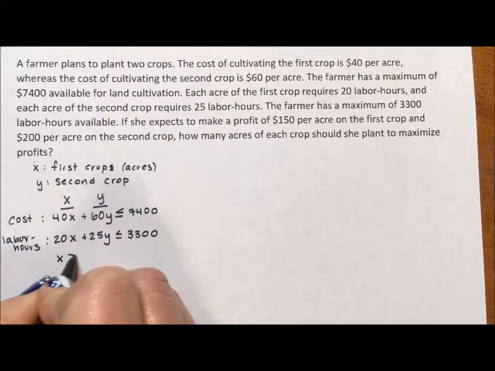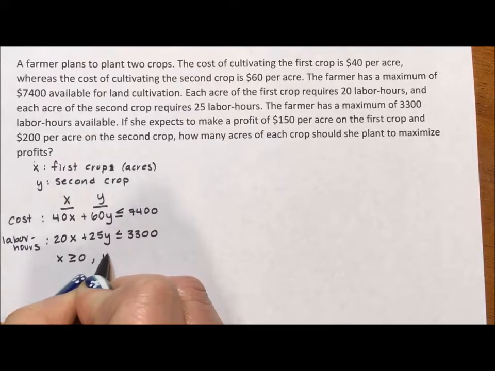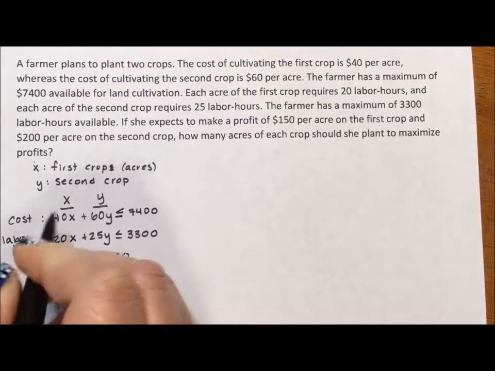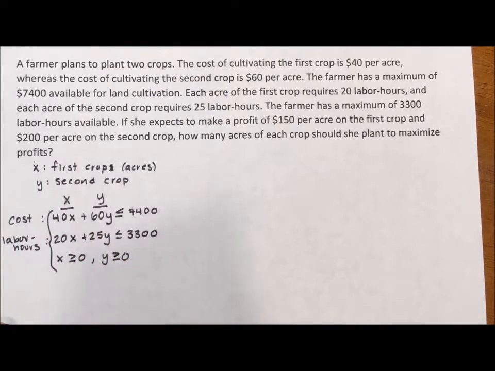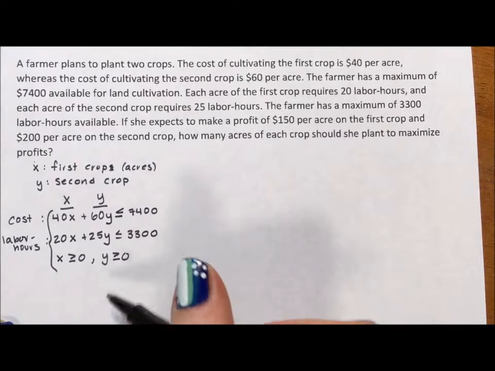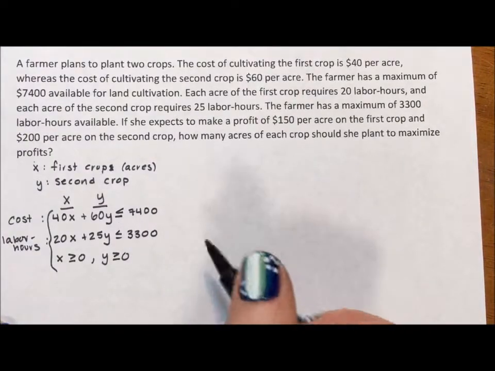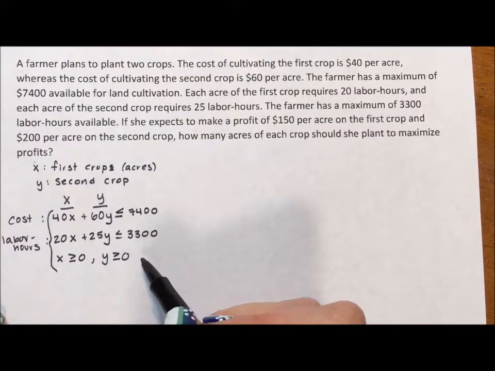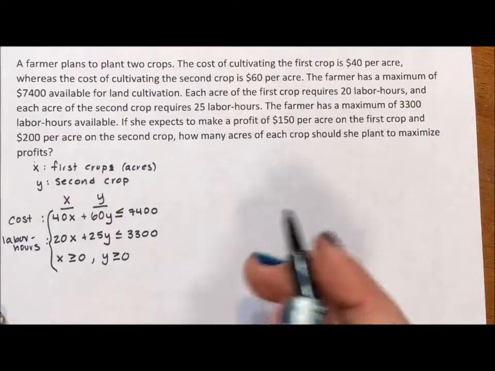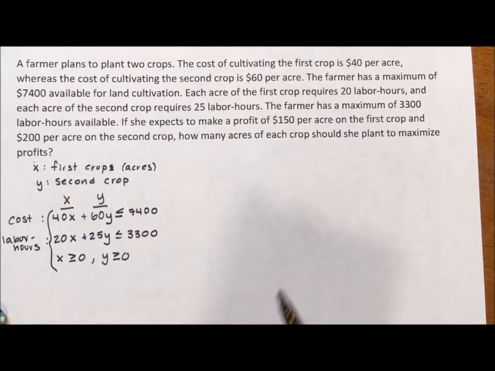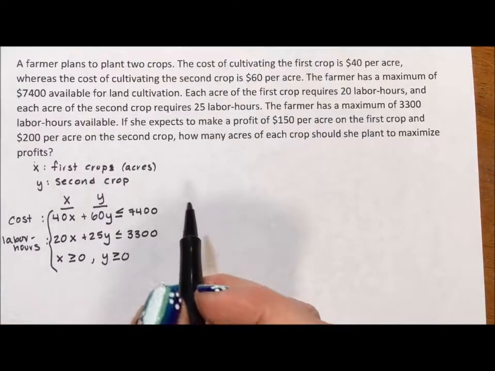My last 2 equations I always put in here. X is greater than or equal to 0. Y is greater than or equal to 0 because you cannot cultivate negative crops. Now, I just said I always put it in there. There are situations I don't, but they are when you have another baseline that you have to follow. We do need to avoid negatives. All right, so these 4 equations will define the possible number of crops that will satisfy the situation.